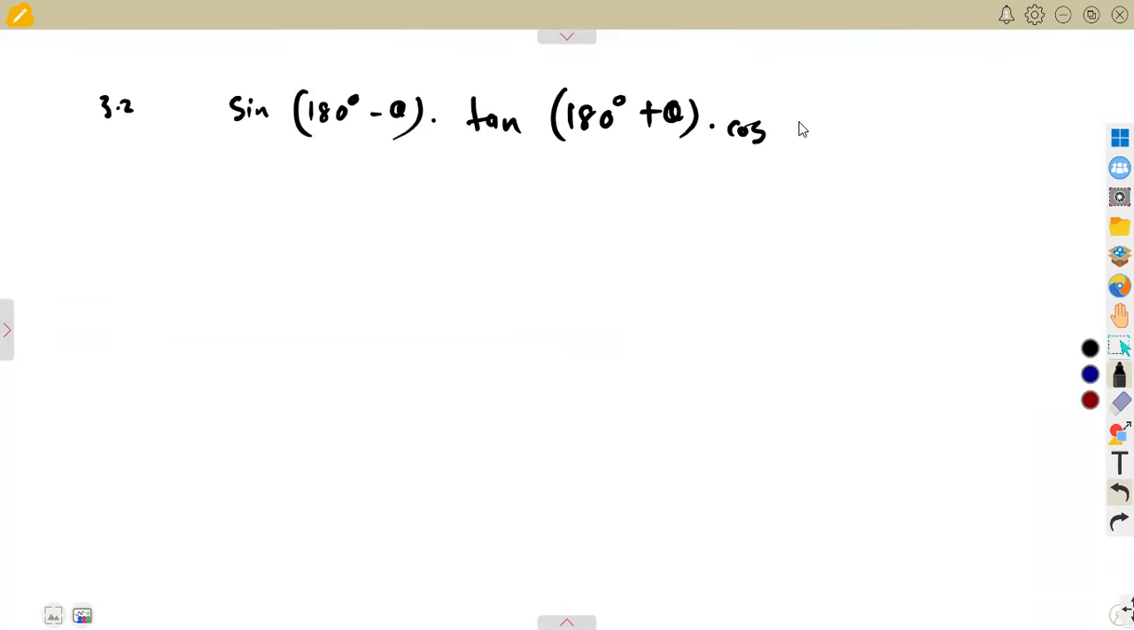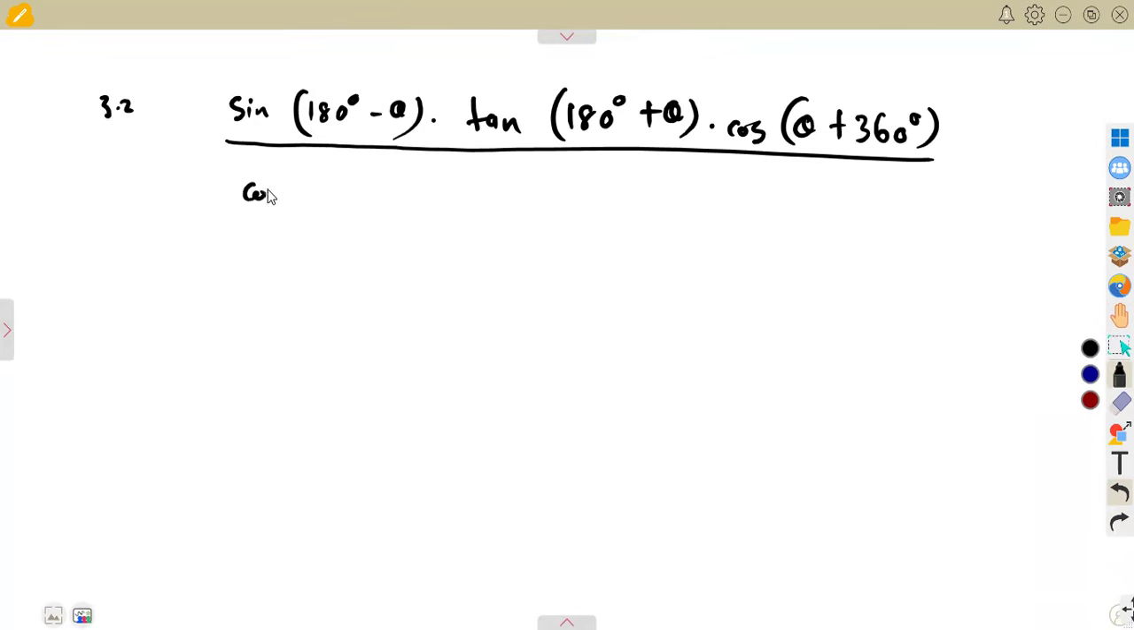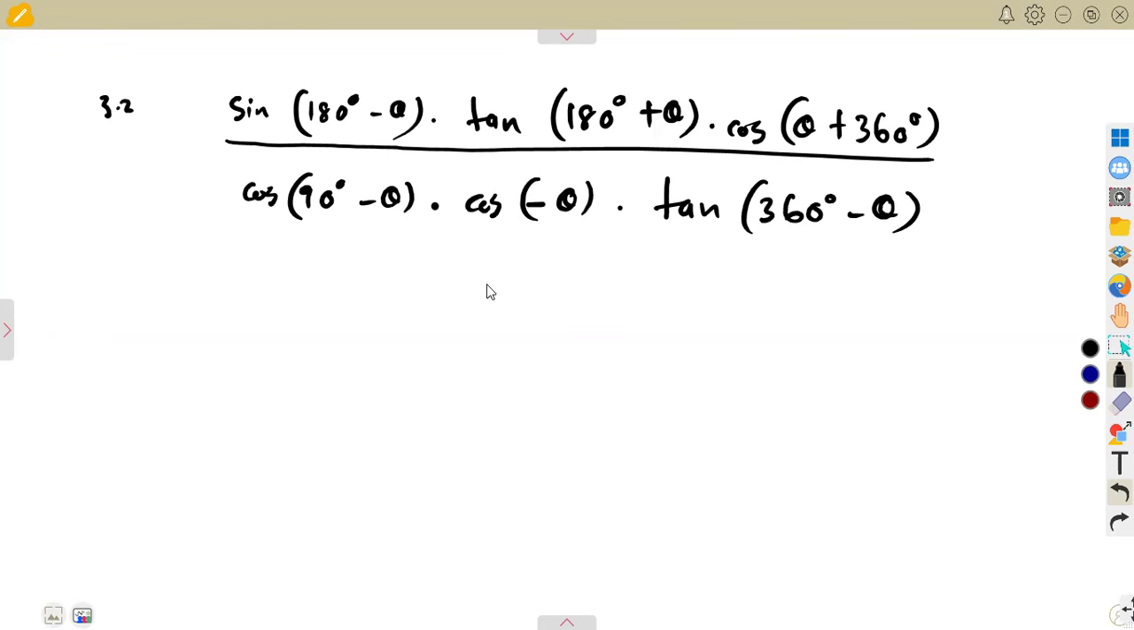3.2, 5 marks again. So 3.2, we are given to simplify the following expression. That was the sine of 180 degrees minus theta times the tan of 180 degrees plus theta again times the cos of theta plus 360 degrees. All right, then we were given divided by the cos of 90 degrees minus theta times the cos of minus theta times the tan of 360 degrees minus theta, like this.